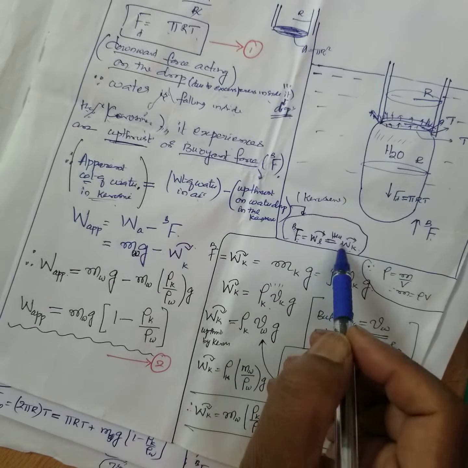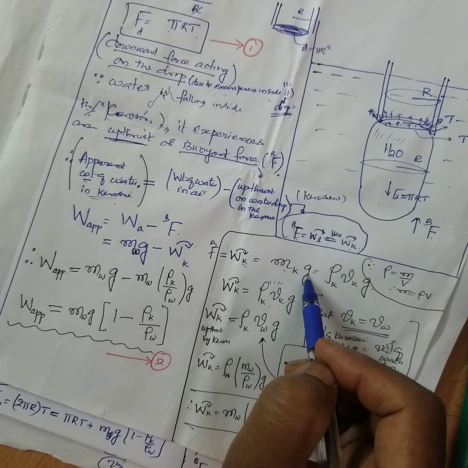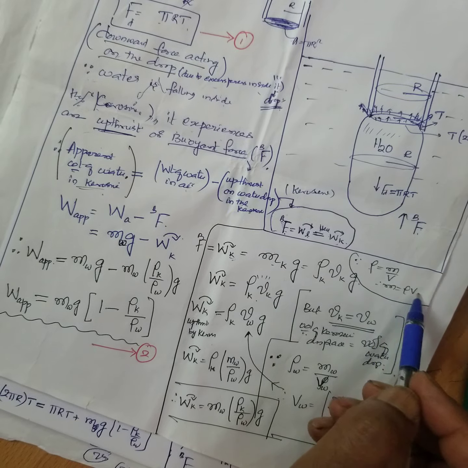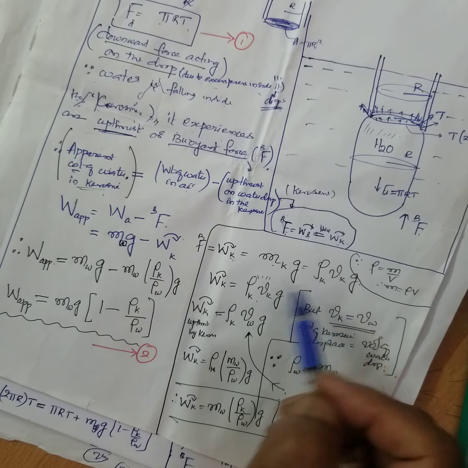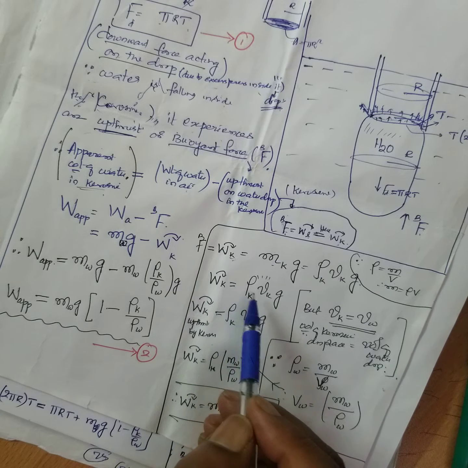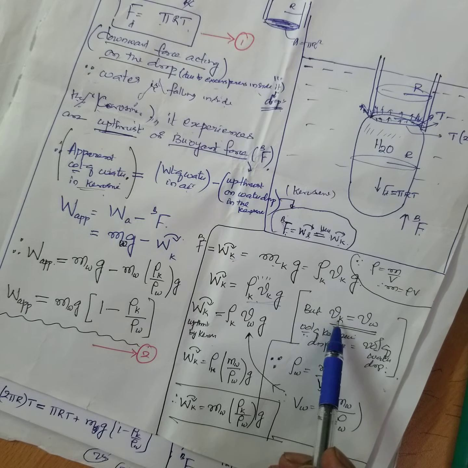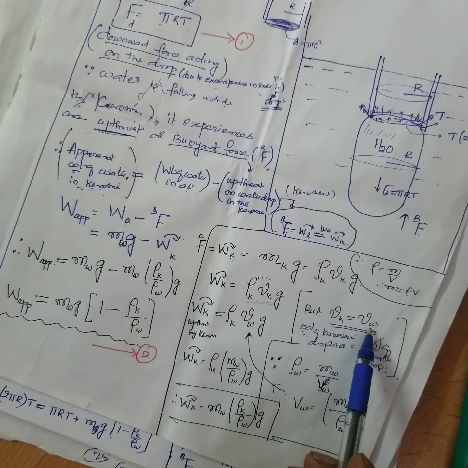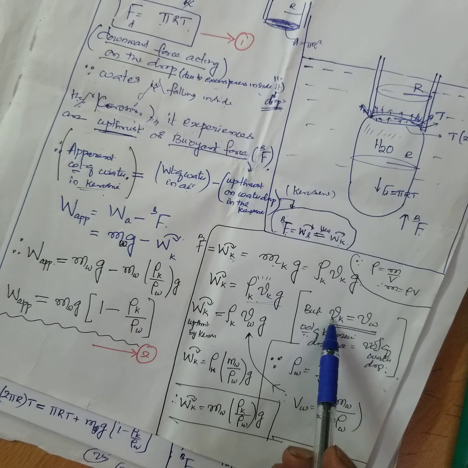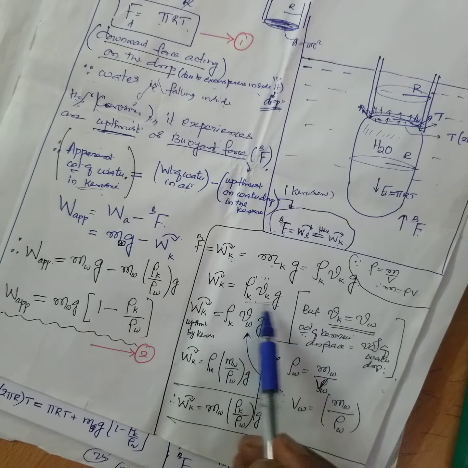Now the weight of the kerosene is what? Weight is mass into acceleration. Density is equal to mass per unit volume, so mass is equal to density into volume. I have done it here. The weight of the kerosene displaced is equal to what? I substituted here. But weight of kerosene is equal to weight of water. Sorry, volume of kerosene displaced is equal to volume of water. Therefore, I substitute here.